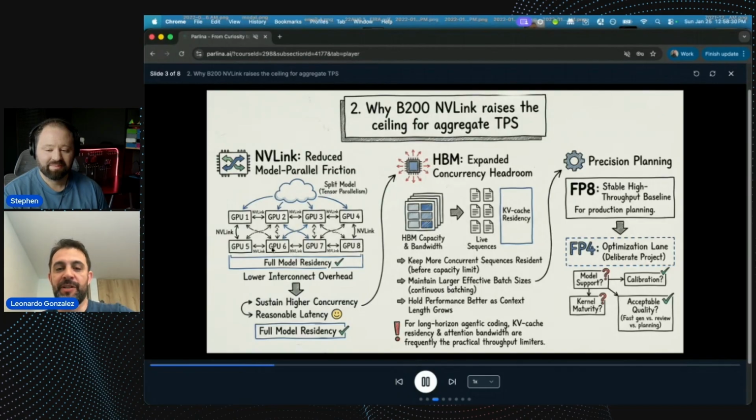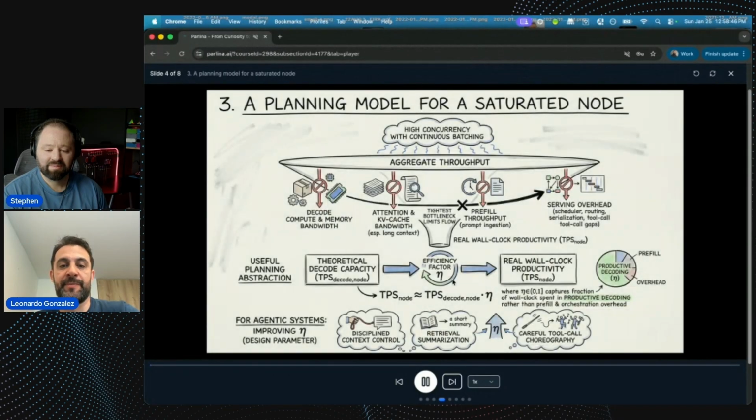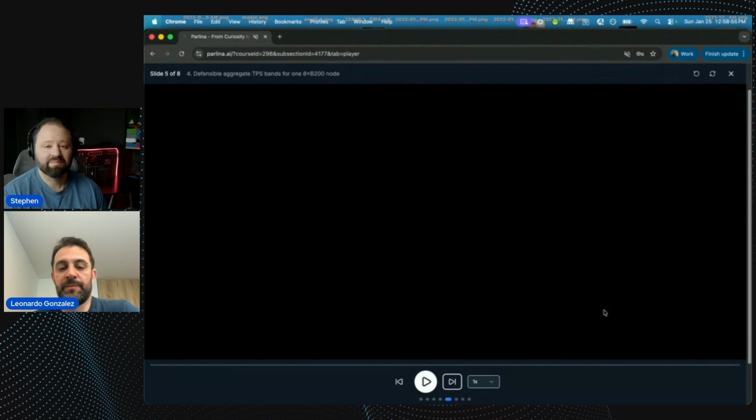And so that's where you can start to look at aggregate throughput. If you have a fleet of agents and sub-agents and you're hitting 8 or 16 or 32 concurrent requests, you're going to get some much higher total throughput than just one conversation at a time. And that's where looking at the aggregate throughput is going to be really interesting.